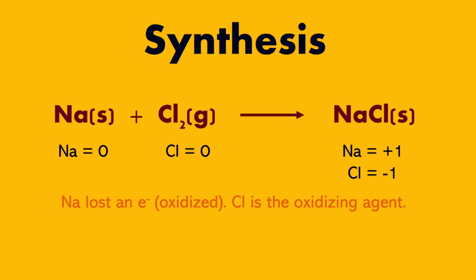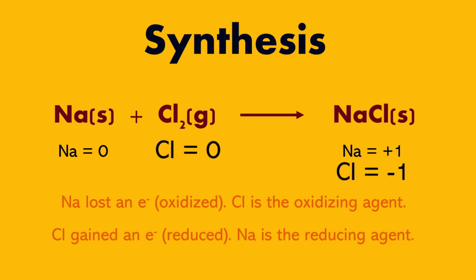And just to learn some terminology here, chlorine would be considered the oxidizing agent because it is the species that took the electron. On the flip side, we see that chlorine gained an electron, so we would say that it is reduced. But since it took the electron from sodium, we would say that sodium is the reducing agent. That might seem a little confusing, but that's the way it works. If you have been reduced, then you're the oxidizing agent. If you've been oxidized, then you are the reducing agent.